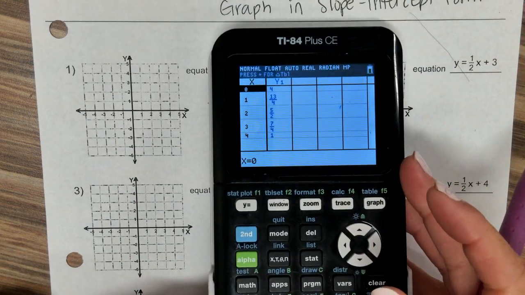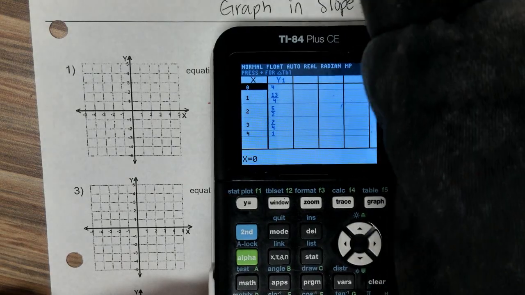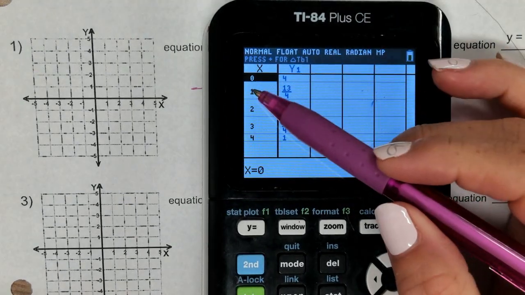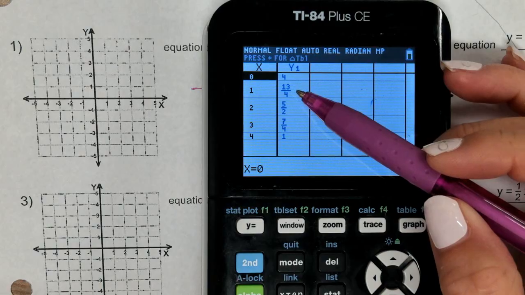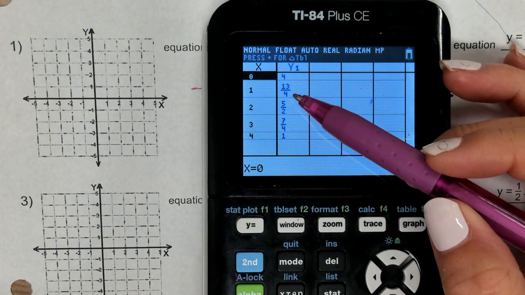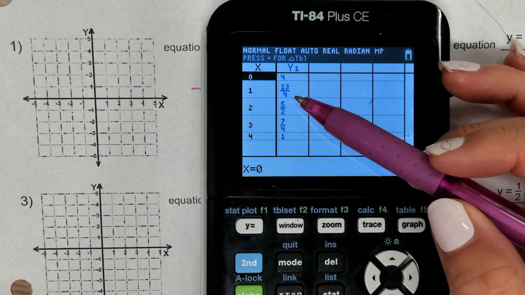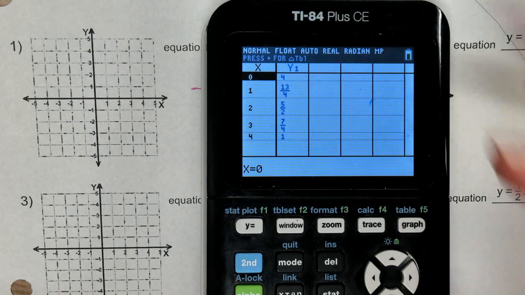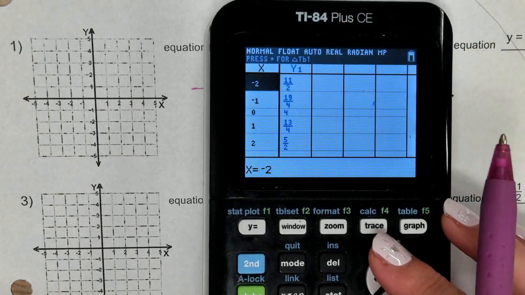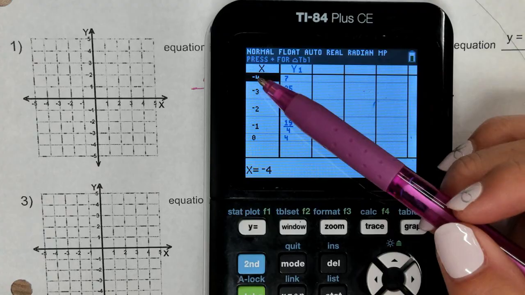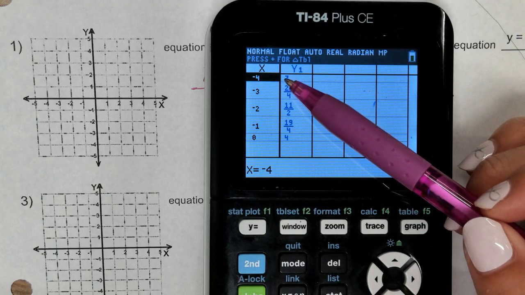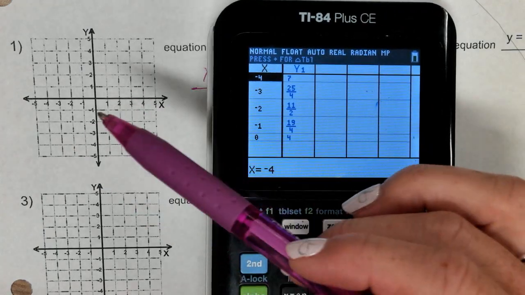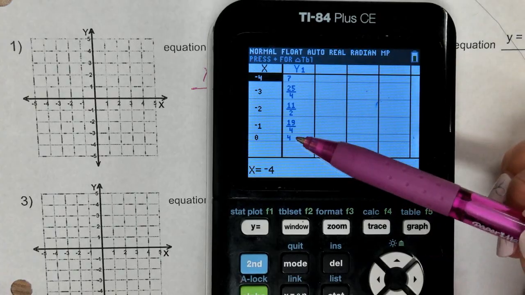Now, everybody look at this. Would you want to graph when x is 1? Look at the answer. Do you think that's a good choice? No. So pick the ones that have whole numbers. So I'm going to scroll down to the negatives. I for sure wouldn't do that one. Why? Does 7 fit on the graph? Nope. Would you do 0, 4?